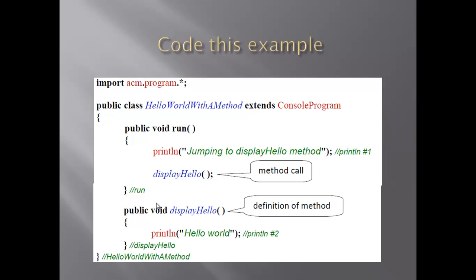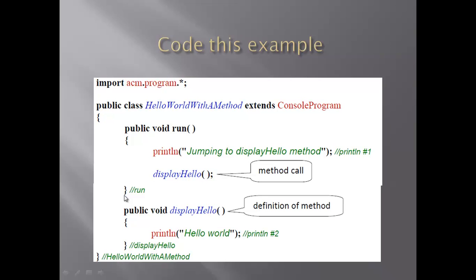All right, so let's code this example. Notice this one is a console program. We're going to have our main run method that we've been using with these ACM graphics. It's going to print the message "Jumping to displayHello method," and then we're going to do what's called a method call, displayHello with the parentheses and a semicolon. This line calls the method down here to execute. Now notice our run method ends right here.